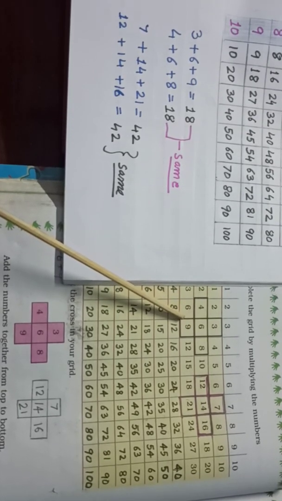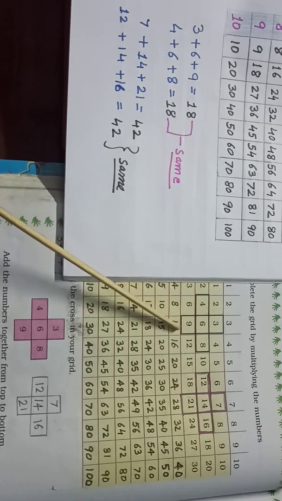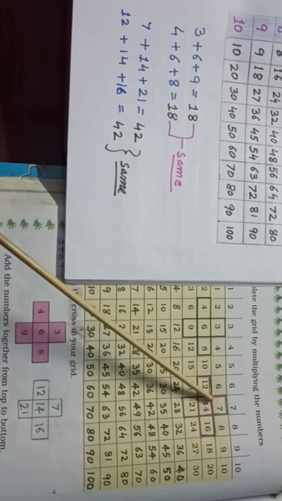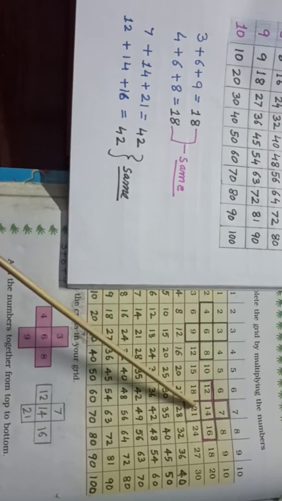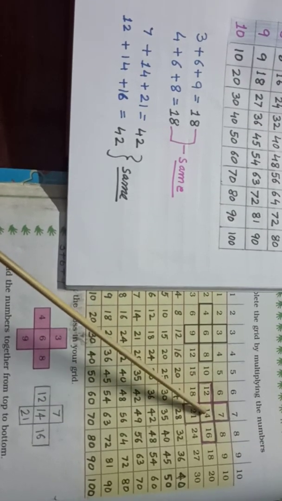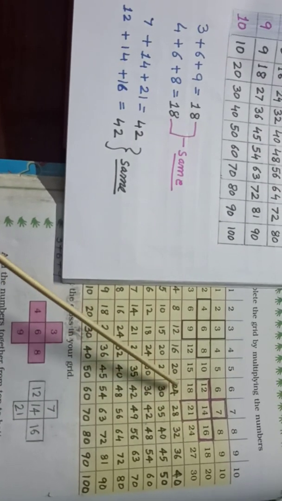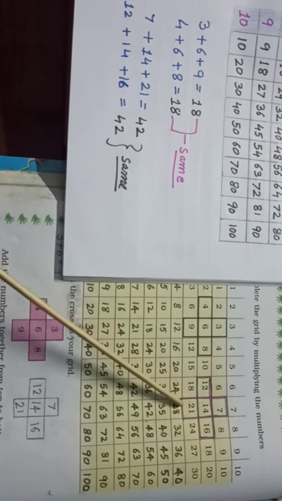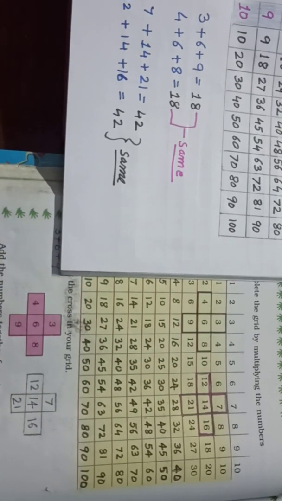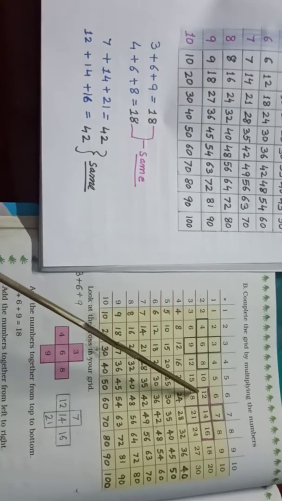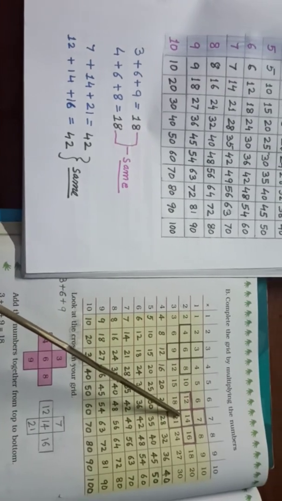Similarly, let's do some more crosses in this table's grid. I am taking 7, 14, 21 and 12, 14, 16. Now we have crossed these 3 numbers here and these 3 numbers. Okay. Now let's add and see whether we get the same answer or not.